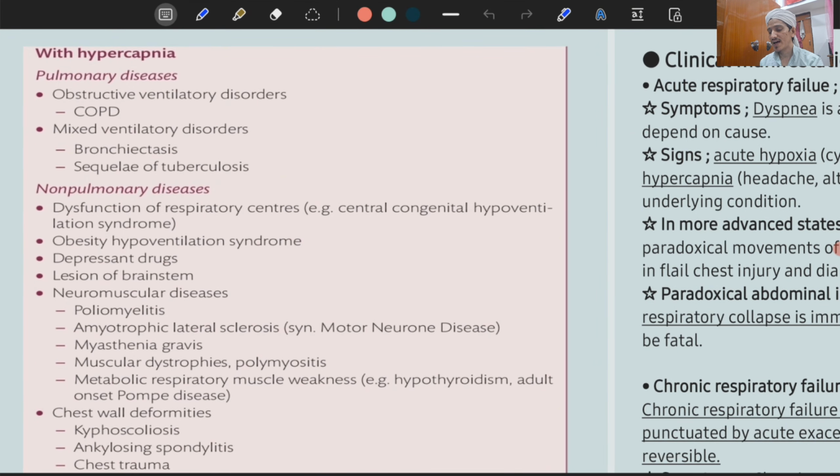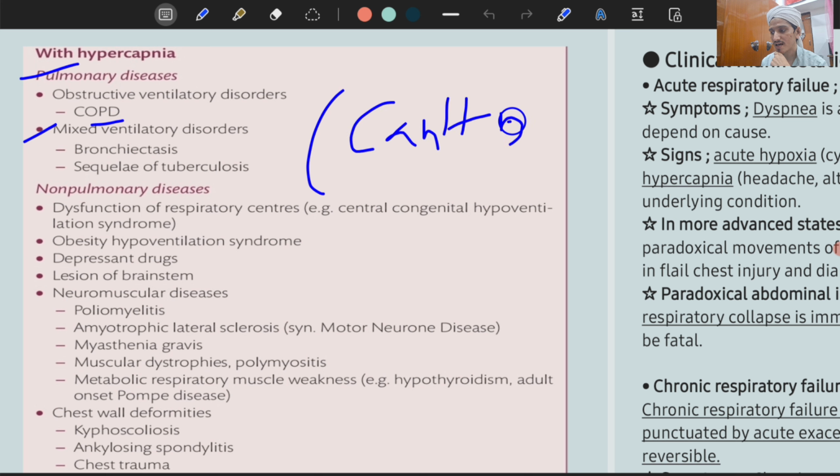now hypoxemia with hypercapnia. What are the causes? You can divide it as pulmonary diseases and non-pulmonary. Pulmonary diseases: obstructive pulmonary disease like COPD, mixed disorder like bronchiectasis or sequelae of tuberculosis, then fibrosis. Okay, so this is can't breathe actually. These are can't breathe causes.